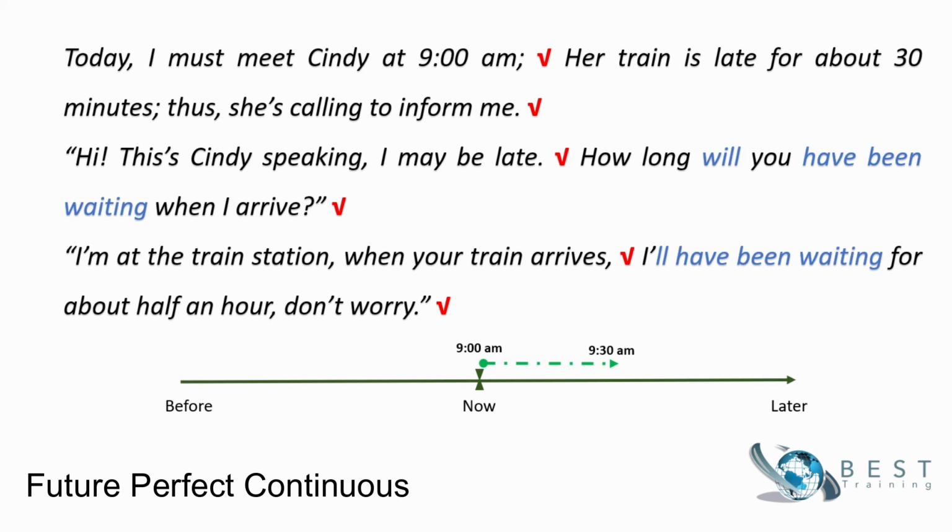I'm at the train station. When your train arrives, it's the future event reference in which Cindy is supposed to arrive. When your train arrives, I will have been waiting for about half an hour. Don't worry. Half an hour is the duration. So, through her question and my answer, we are both interested in the period of waiting.